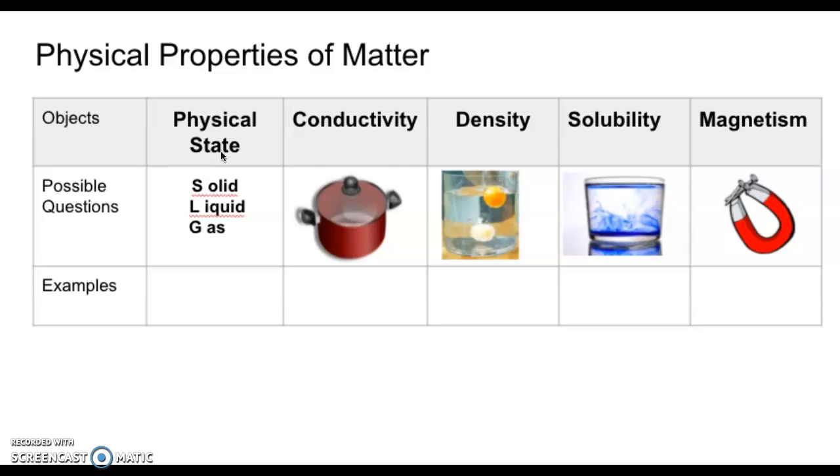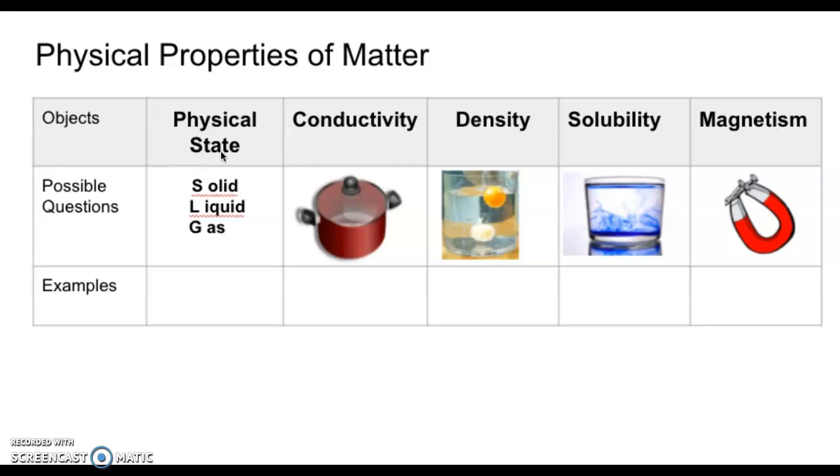Well, for conductivity, what I want you to know is that some matter can be good conductors of thermal energy and electricity, or they can be some good insulators. What's the difference between a conductor and an insulator? Well, very simple. A conductor lets the electricity or thermal energy go through very easily. So it goes from one point to another one very easily.